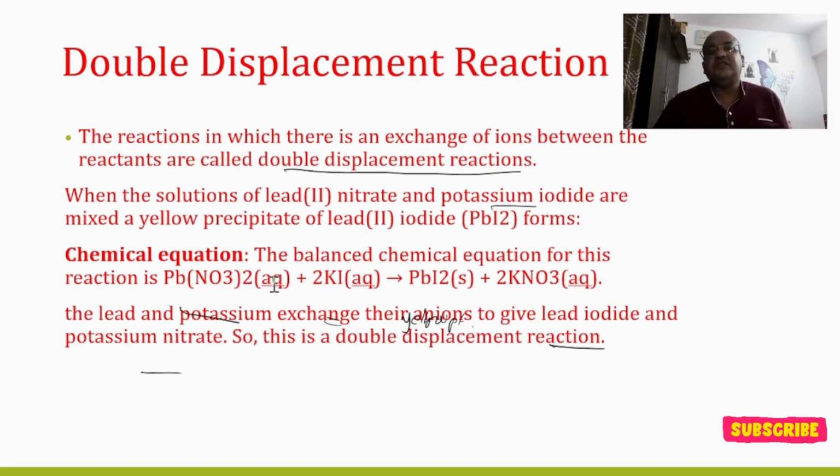The chemical equation is lead nitrate, Pb(NO3)2, plus potassium iodide gives lead iodide plus potassium nitrate. Lead iodide is a solid, yellow precipitate. The lead and potassium exchange their anions. See, lead has gone with iodine and potassium has gone with nitrate. Lead iodide and potassium nitrate are formed. So this is my double displacement reaction.